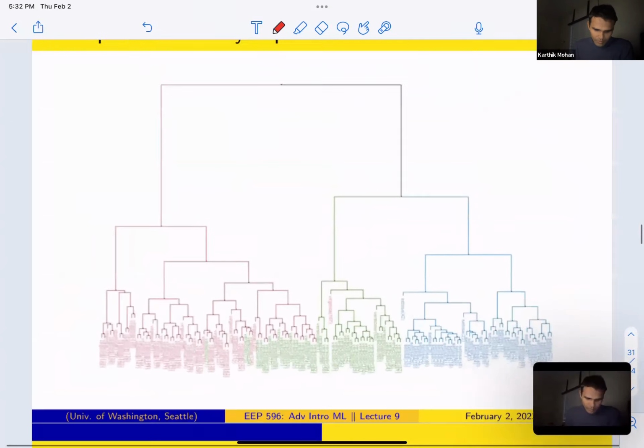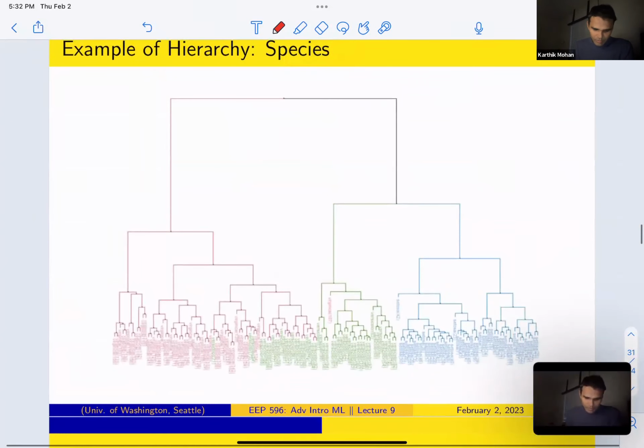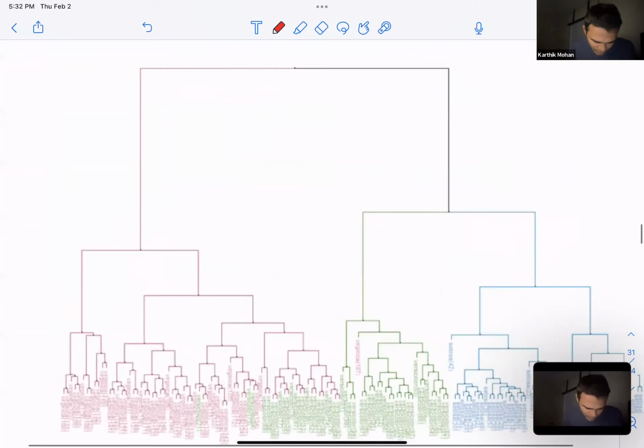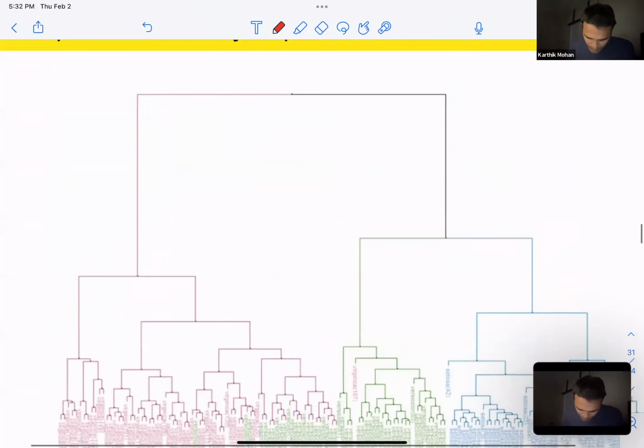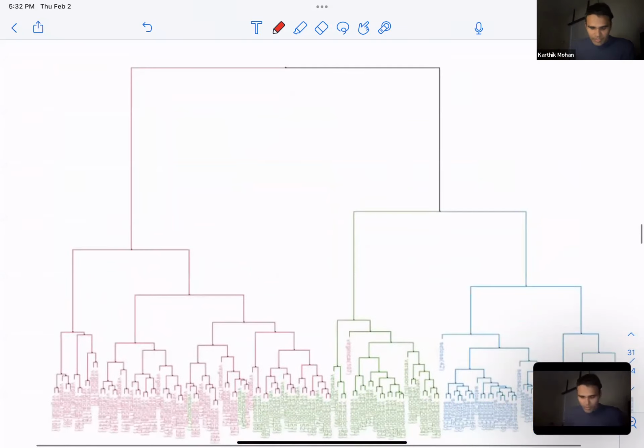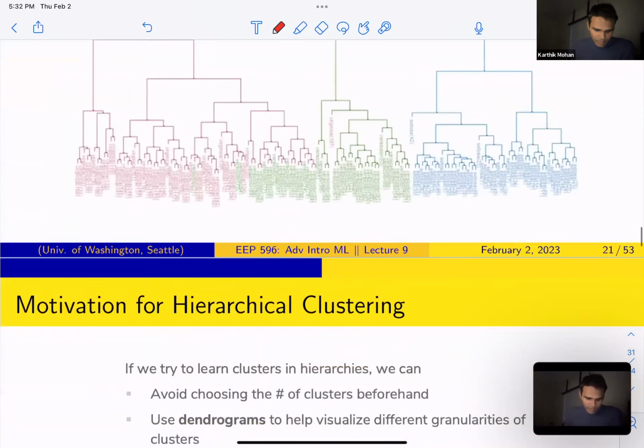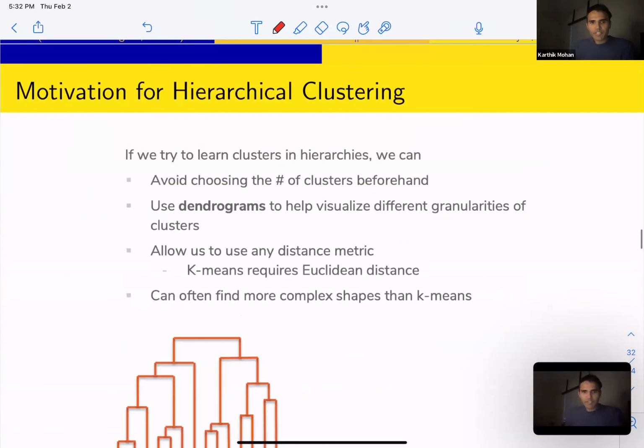If you take a species of the animal kingdom, again, there is a hierarchy, right? It's not labeled here, but you can see a hierarchy in the species of the animal kingdom. So there's a lot of hierarchy that happens in nature. So instead of just learning a few clusters, what if you learned a hierarchy of clusters? And the hierarchy can better help you understand the breakdown of the data, right? So that's the whole idea of hierarchical clustering.